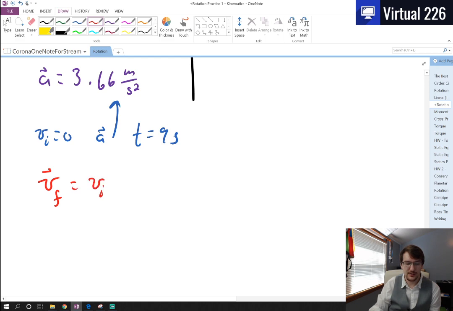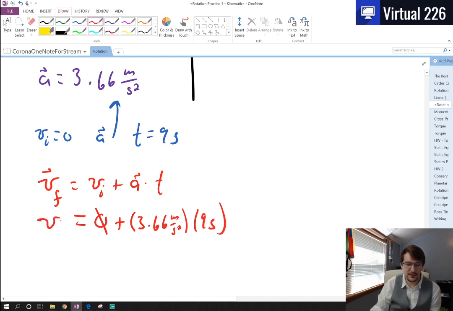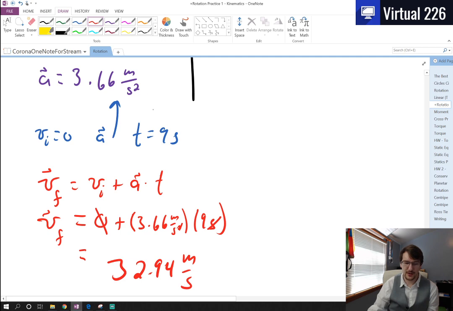VF equals VI plus A times T. Well, our initial velocity here is 0, so who cares? And then all we need to do is multiply the 3.66 meters per second squared times the 9 seconds. And that will give us the final velocity when it is expelled or ejected. So 3.66 times 9 gives us a value of 32.94, and that's going to be meters per second. So that's one way we could solve this problem.